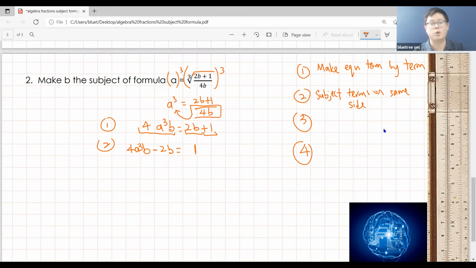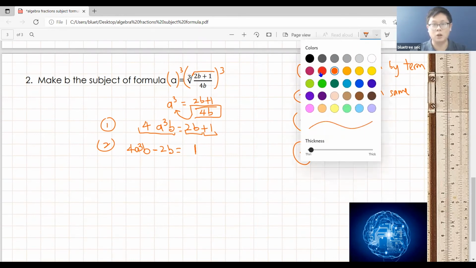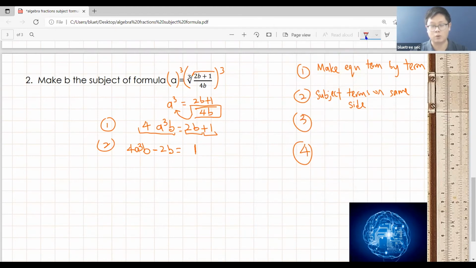Now the next problem that we will have after this is, how do you get the B to be alone by itself? That is the idea that we want, right? You can see that both terms have B, so B is found in 2 different terms. So what is the thing you will do next? You've got to factorize the common subject out of it.